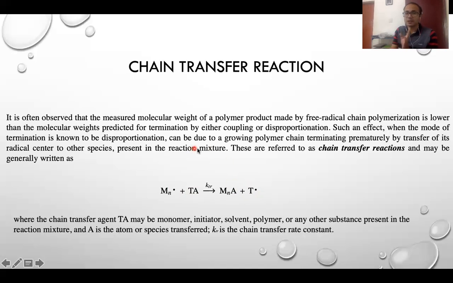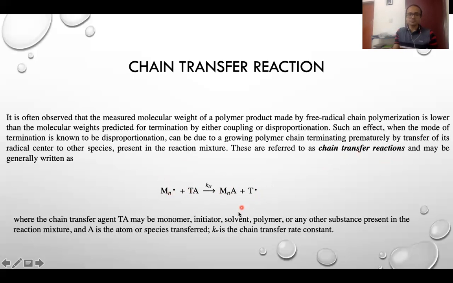Because of the chain transfer process, free radical polymerization often leads to polymers with lower molecular weight. There is an abrupt termination of the growing polymer chain happening because of the chain transfer reaction. The basic reaction can be represented like this: the growing polymer chain transfers its radical to another species. This happens because of homolysis to generate a radical, which combines with the growing chain radical to form a neutral molecule, and in the process a T radical is formed here.